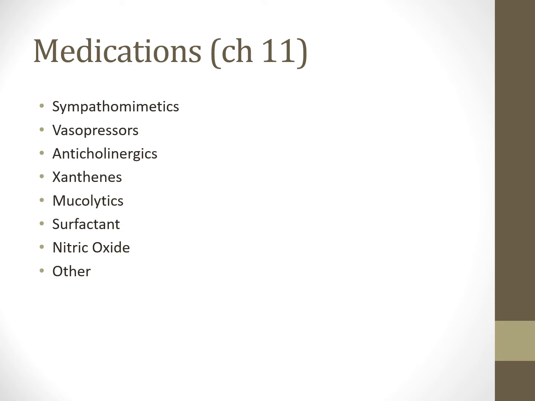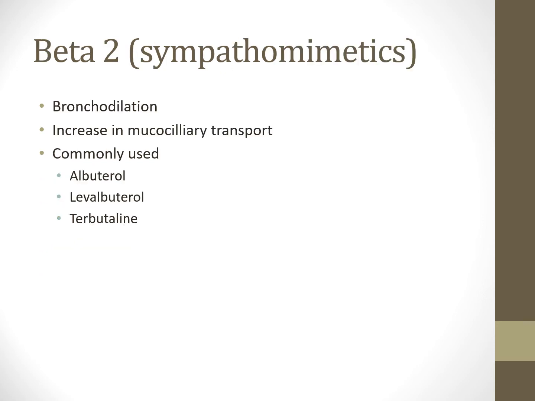Medications. We have many different types of medications that you'll see, so let's get started. Beta 2s, primarily used for bronchodilators. They can be shown to increase mucociliary transport, and there's evidence to support that, so that's why you might see them as part of an airway clearance regimen. Commonly used: albuterol, levalbuterol, also known as Xopenex, or even terbutaline. Albuterol would be your regular dose. They might half dose these, they might not. Depends on the hospital's policy and procedure.